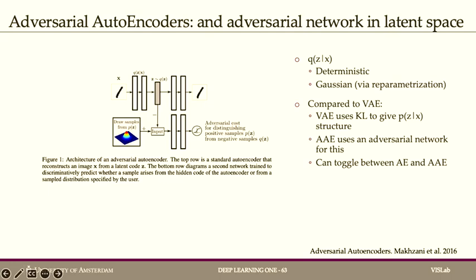Compared to that, the VAE was using this Kullback-Leibler divergence to give this P of Z given X structure, whereas the AAE simply uses an adversarial network for this. And you can simply toggle between an autoencoder and an AAE by varying the weight. In this case, you can see that the adversarial network doesn't need to operate in the image domain. It can simply operate in a latent space domain, right? It doesn't need to be an image model. It can simply be a bunch of MLPs. And of course, as with all of these models, it can be extended for conditional modeling.